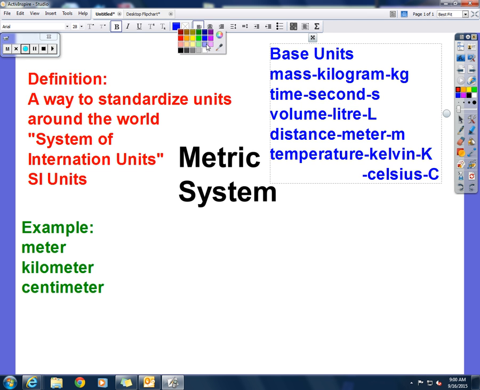Now, because different things come in different sizes, we do actually have to think about something called prefixes so that we can convert between units, because not everything is going to weigh at least 1 kilogram. Not everything is going to take at least 1 second. And so we came up with these metric system prefixes.